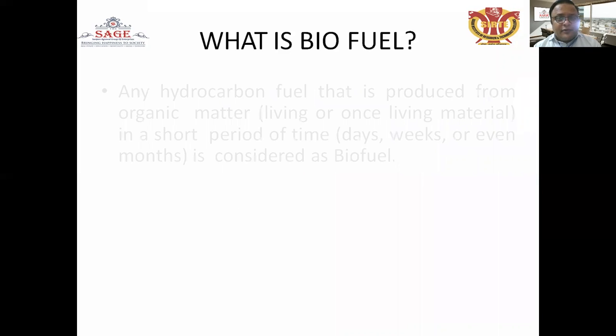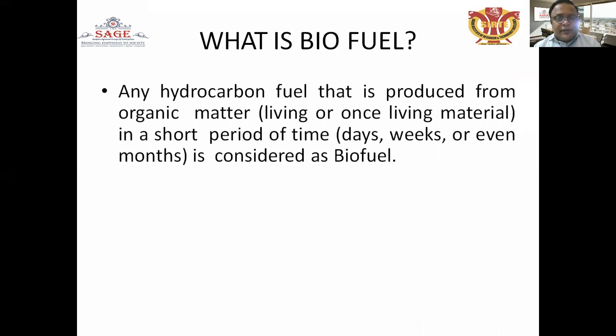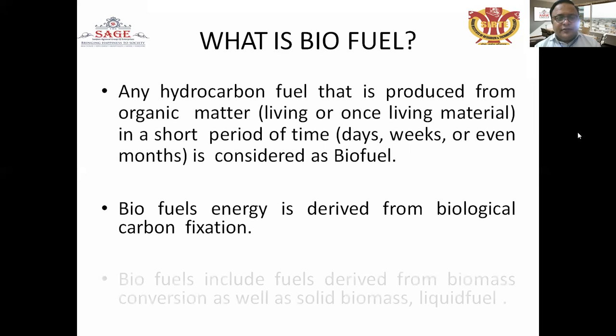What is a biofuel? Any hydrocarbon fuel that is produced from organic matter, living or once living material, in a short period of time, that is a day, week, or even month, is considered a biofuel. So it consists of hydrocarbon fuel derived from living or once living materials, produced in a short period of time, which may be days, weeks, or even months.